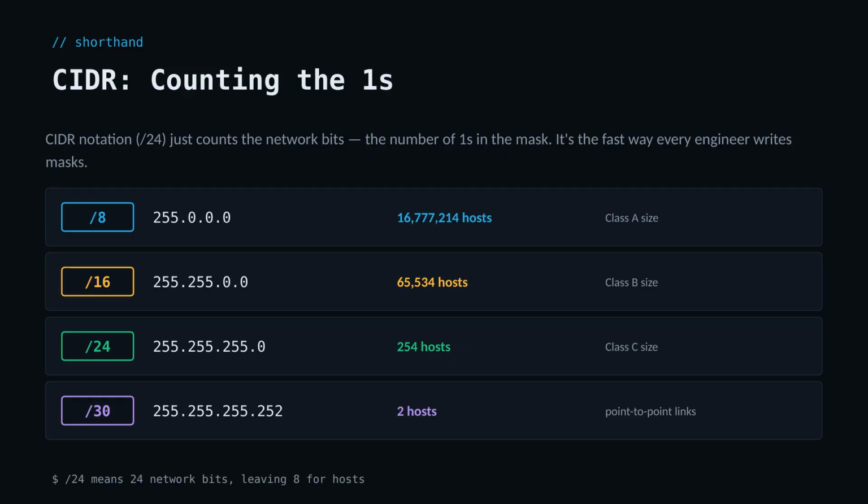That little slash number is CIDR notation, and it's just a count of how many ones are in the mask. A /8 gives you a massive network with over 16 million hosts. /16 drops you down to about 65,000. /24 leaves you the familiar 254, and a /30 gives you just 2. Perfect for a point-to-point link between two routers.